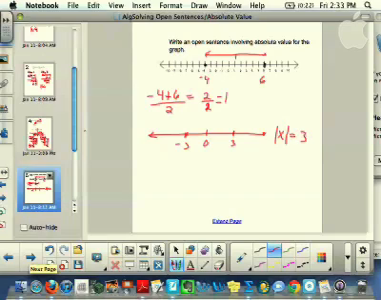And so this is the way I write the equation. I say that the absolute value of their distance from 1 is, how far are they each from 1? 1, 2, 3, 4, 5. They're each 5 units away from 1. So the absolute value of x minus 1 equals 5.